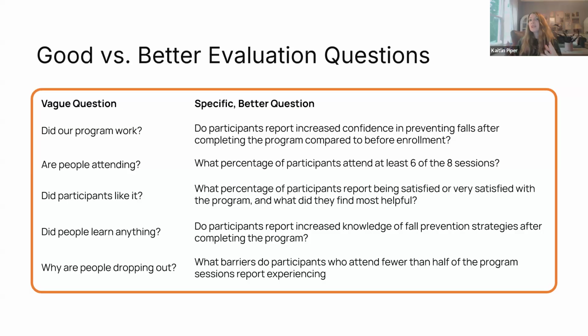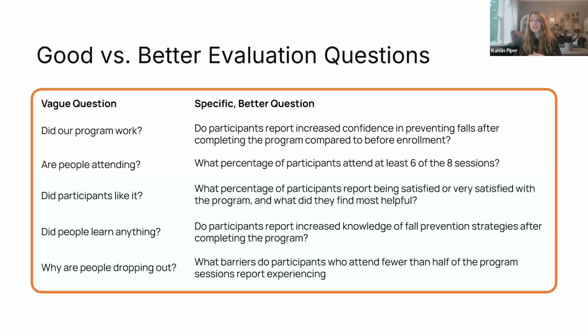The same thing with attendance. Rather than asking, are people attending? We can ask, what percentage of participants attended at least 6 of the 8 program sessions? This gives us a much more specific and clear metric that we can track over time.